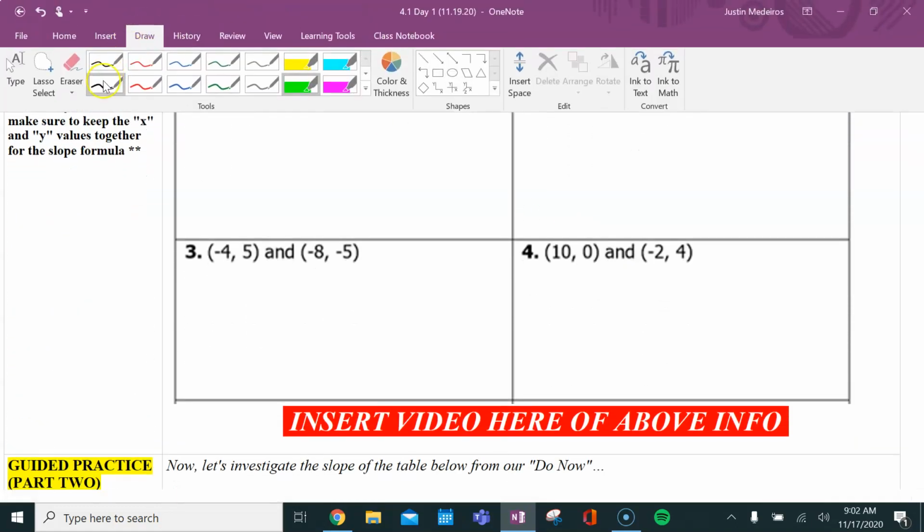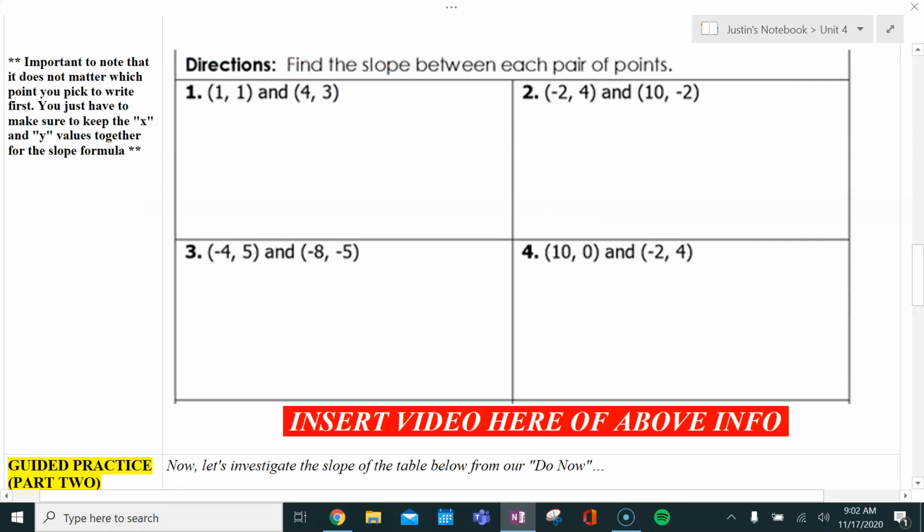Let's look at some problems together. Here we have two specific points. Find the slope between each pair of points. It is very important to remember that it does not matter which point you pick to write first. You just have to make sure to keep the x and the y values together for the slope formula, meaning our y values have to be y2 minus y1, and our x values have to be x2 minus x1.